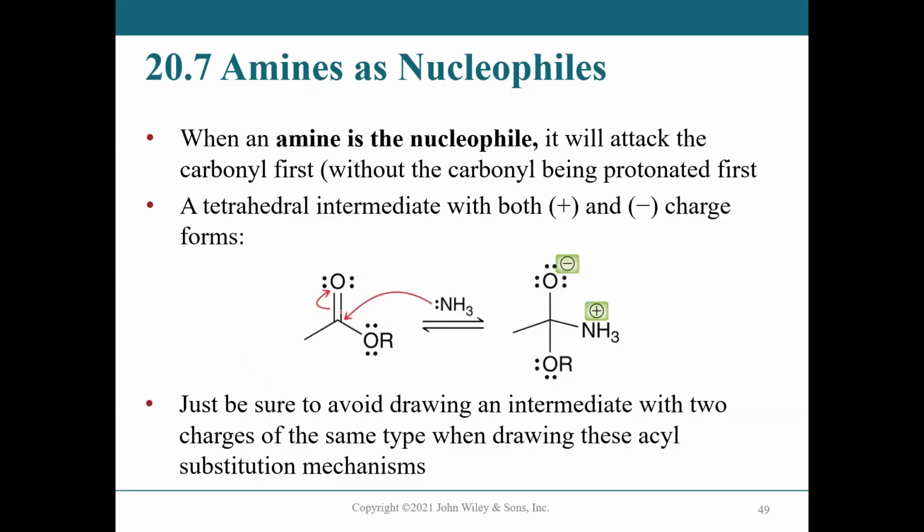So when an amine is a nucleophile, it will attack the carbonyl first without the carbonyl being protonated first. A tetrahedral intermediate with both positive and negative charge forms. And we can see that here. Just be sure to avoid drawing an intermediate with two charges of the same type. So just try to avoid the intermediate with two like charges.